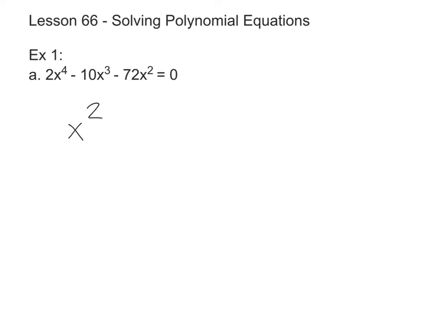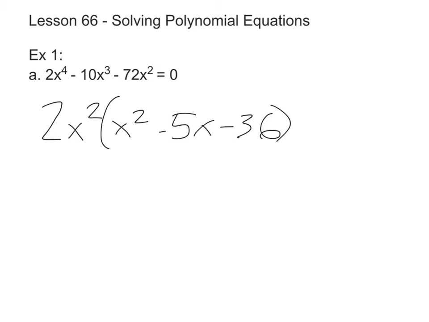Now if you notice as well, between the 2, the 10, and the 72, all of those are even, so we can actually factor out a 2 as well. So let's do that. When we factor out the 2x squared, that leaves us with x squared minus 5x. Factor 2 away from 72, we're left with 36. And again, notice that it's set equal to 0. That's going to be important.